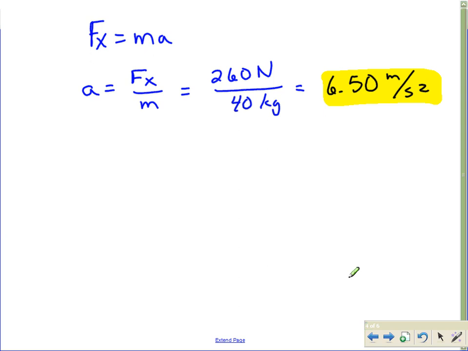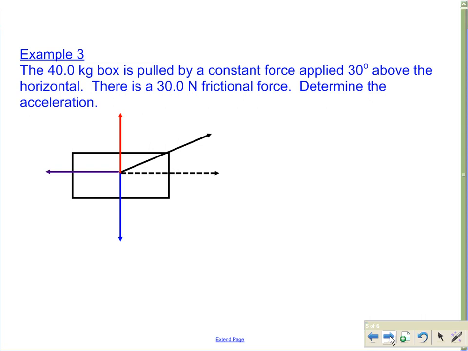Let's look at a slightly different scenario. Same box, same pull, same angle, but this time we have a 30 newton frictional force. So let's label all our forces. There's our F pull. Here's our Fx. It's still 30 degrees. I'll label the angle. We have weight in the downwards direction. The summation of all the vertical forces will give us Fn, and this time we have a frictional force, Ff, in the opposite direction.